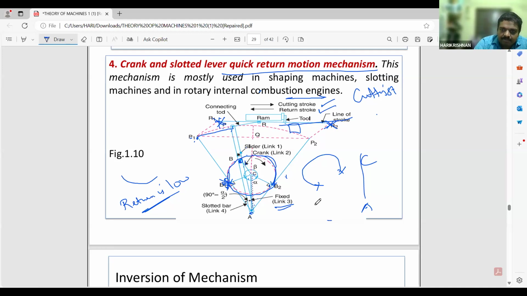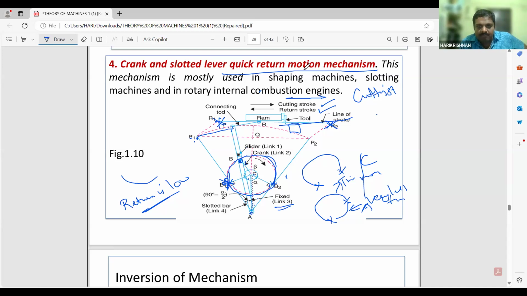But you can see that forward stroke takes a large circle. Return stroke takes a small circle. So for forward stroke, the time will be more. Return stroke will take only very less time. So this is why it is known as crank and slotted lever quick return mechanism. Okay. I think the concept is clear now. So it will be cutting only during the forward stroke. There will not be any cut in the workpiece during the return stroke. The cutting will be happening only during the forward stroke.